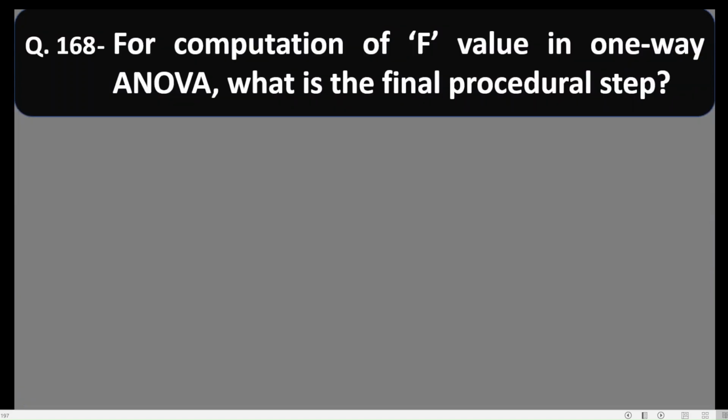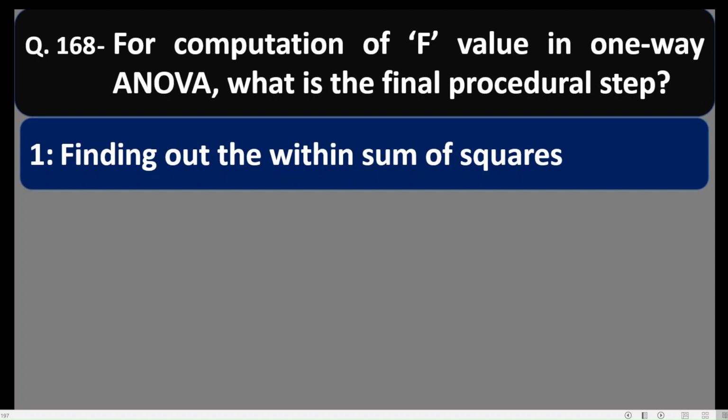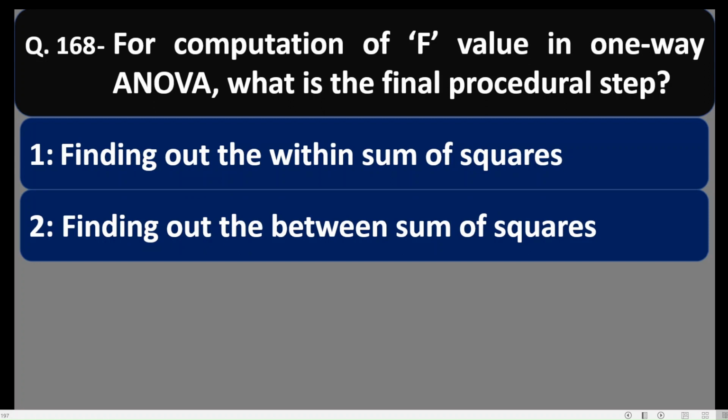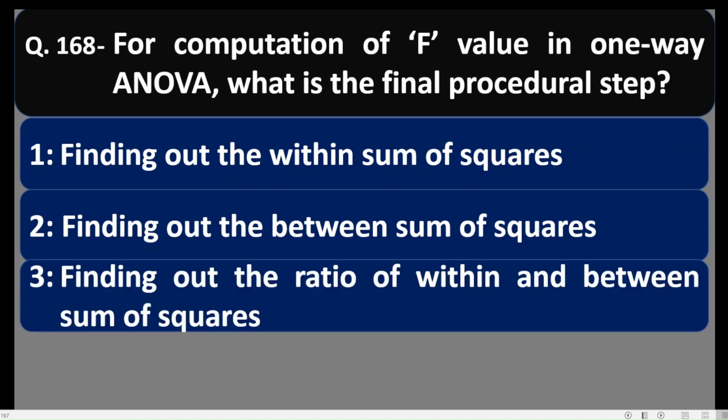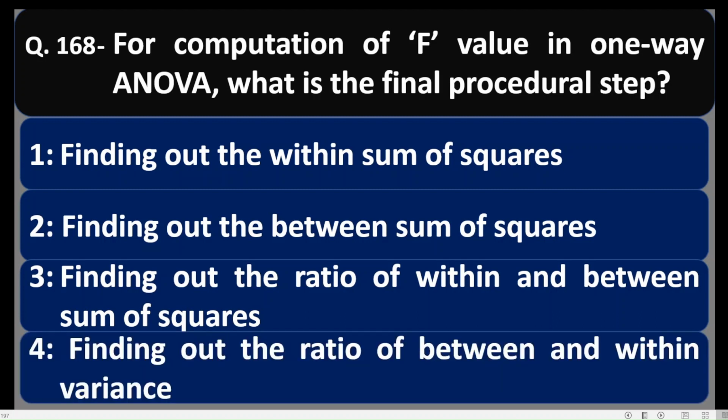Question 168. For computation of f value in one-way ANOVA, what is the final procedural step? Let us see the options: finding out the within sum of squares, finding out the between sum of squares, finding out the ratio of within and between sum of squares. Number 4, finding out the ratio of between and within variance.